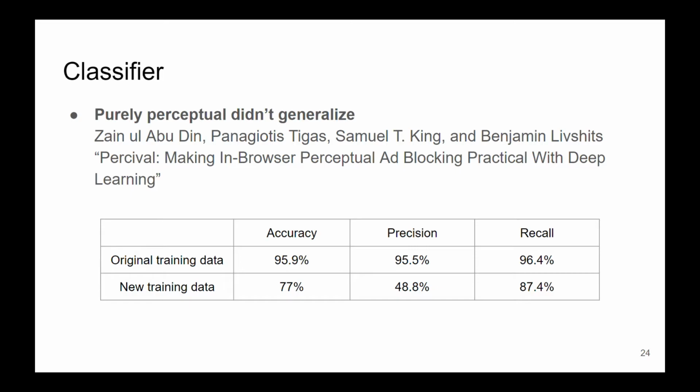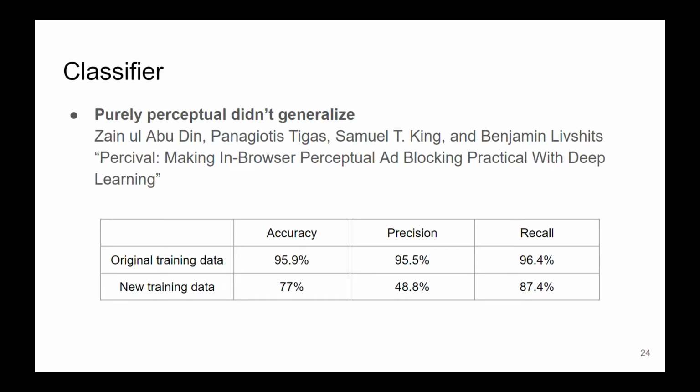In the table, the original training data row was the data that was given by the Percival authors, as well as some data by us. But we also needed the generated graphs for this work. So we also collected some new training data once PageGraph was up and running. And when we applied that to the classifier, we could see that the accuracy dropped significantly and the precision dropped significantly, which made us question whether or not this would be good generalization across languages, because it didn't generalize particularly well within the same language.